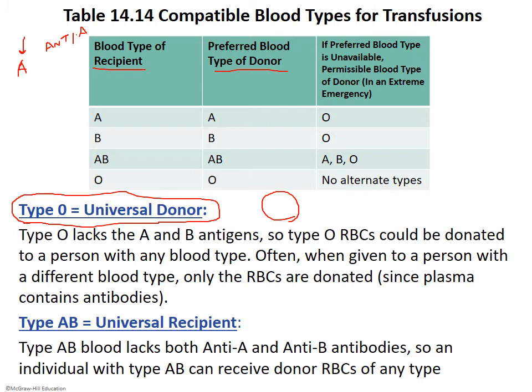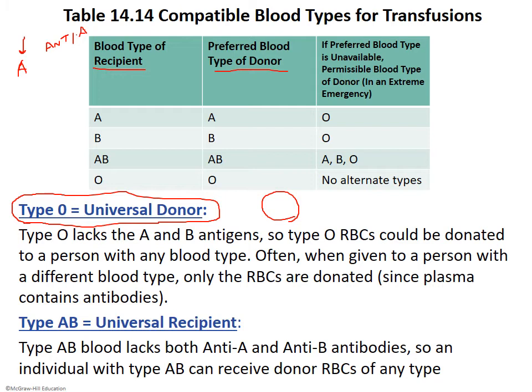If I am type B, that means I don't have A antigens. That means I have anti-A antibodies flowing through my system. So anti-A tells me that I can't have A. And so I can't receive blood from type A because obviously they have A antigens. And I can't receive blood from AB because they have A antigens.